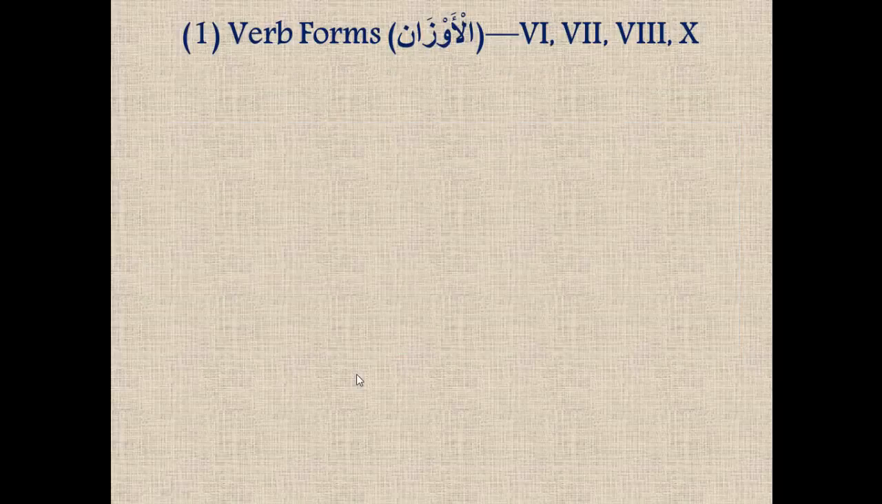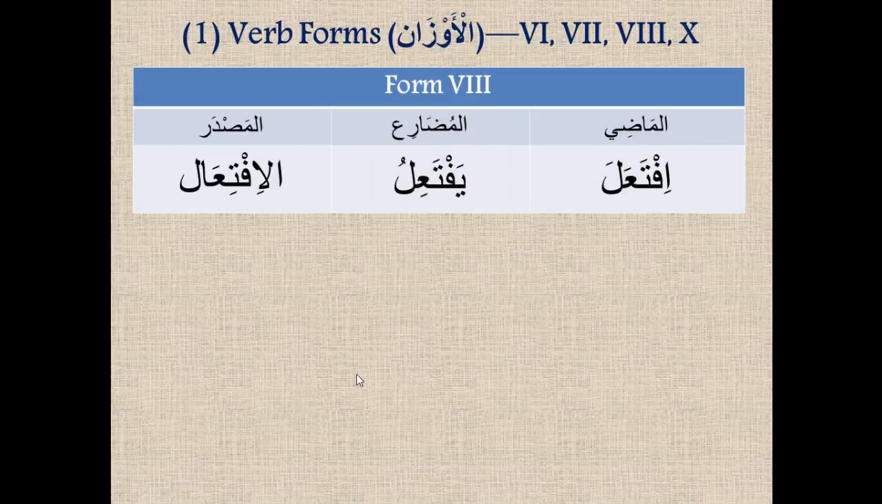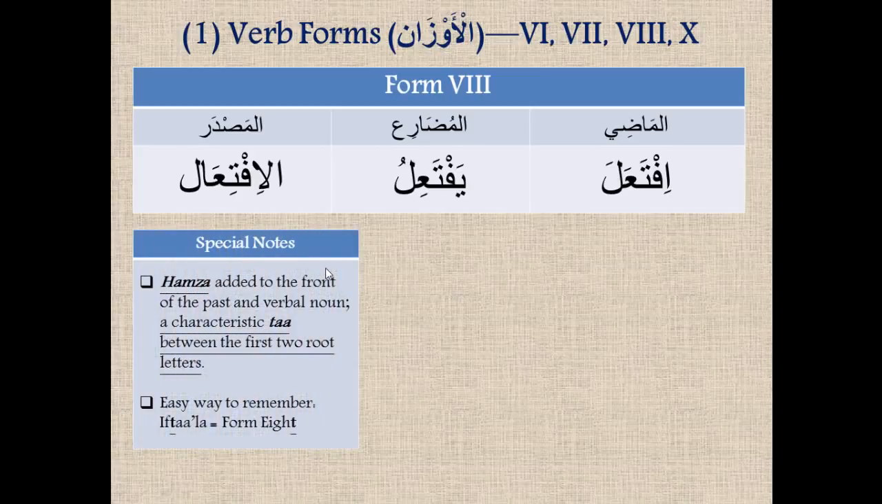Moving on to Form 8. The Form 8 pattern, افتعل يفتعل الافتعال. Now, similar to Form 7, we've added a hamza, hamzatul wasl, in the very front of the past tense and the verbal noun. So for the madi and the masdar, we have a hamza in the very front. Ifta'ala, al-ifti'al. What we've also done is we've added a characteristic ta between the first two root letters.